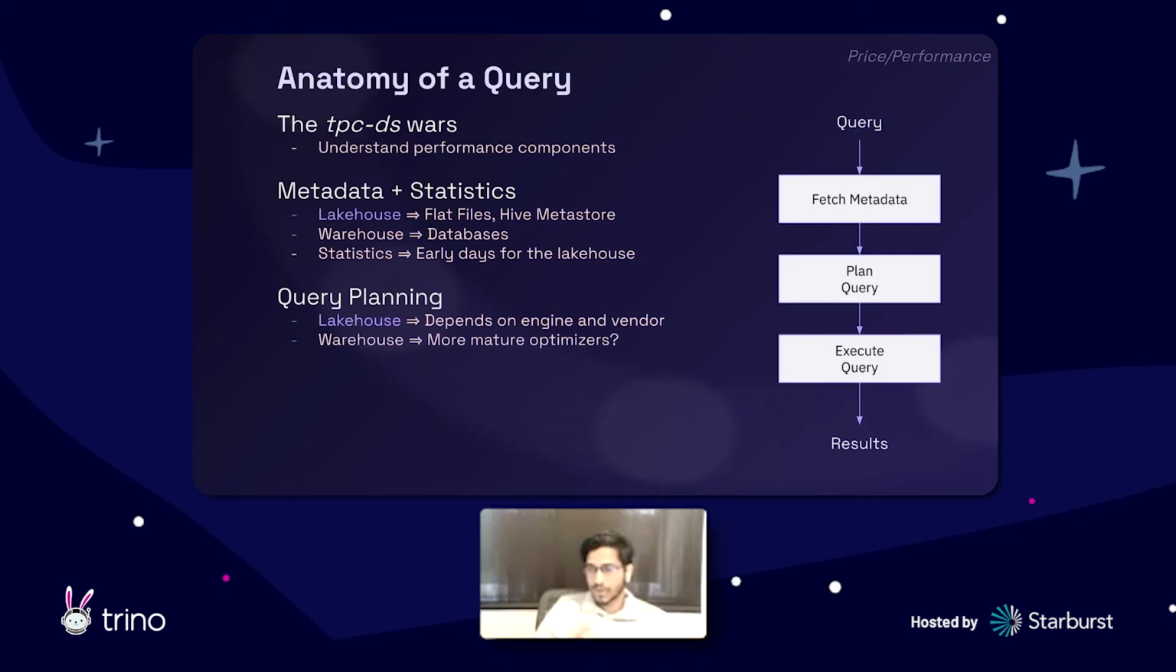Which do I join first? And what's my execution tree, all those things? It depends on the engine and the vendor, right? And then here, even within the lake, there are very different trade-offs.